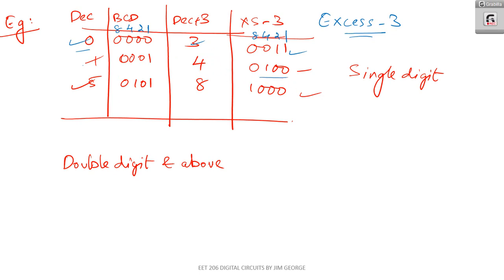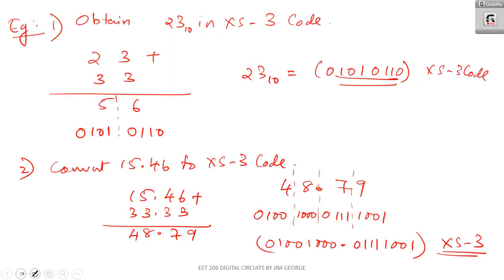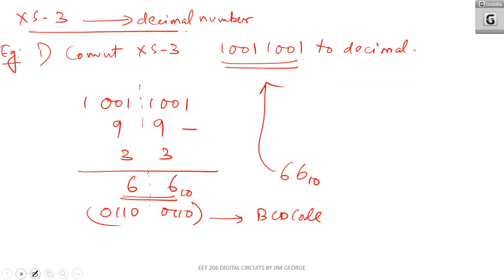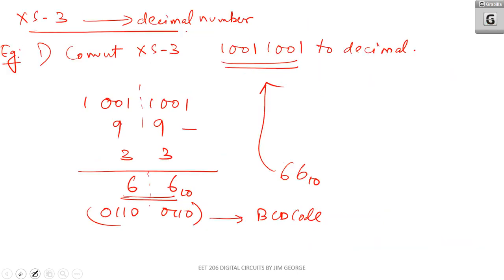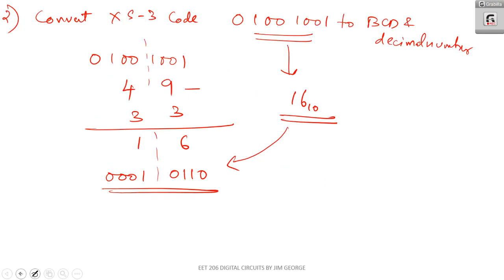Hope you have understood. Now, we will deal with double digit. So, you need to find 23 to the base 10 in XS3 code. You add 33, so you get 56, then convert it into BCD code. That gives the XS3 code. Similarly, I have shown the example of decimals also. Then I have shown how to convert XS3 to a decimal number, that is, if you are given an XS3 code, how to make it back to a decimal number.